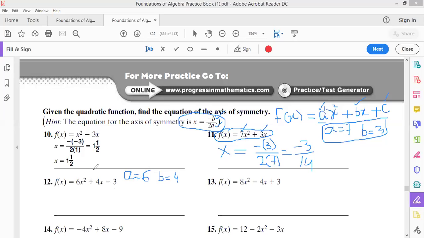So here the formula, as you know, we have x is equal to negative b, b is 4, over 2a. A is 6. Solve this. It will be negative 4 over 6 times 2, it's 12. So you can simplify this by dividing by 4, it will be negative 1 over 3. This is the answer.